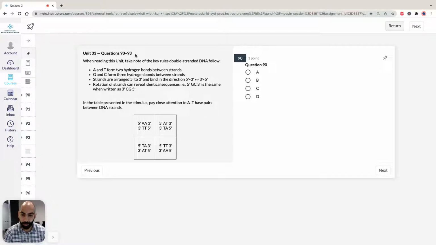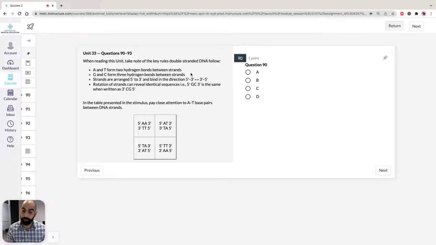So the following rules, well, they're not explicitly stated in the unit stimulus, but if you do read the unit stimulus properly, you should generate about 3 or 4 rules. So they are as follows. The first couple, adenine and thymine, they form 2 hydrogen bonds between strands. We can see that in the figure in the stimulus. Guanine and cytosine, they form 3 hydrogen bonds between strands. We can also see that.